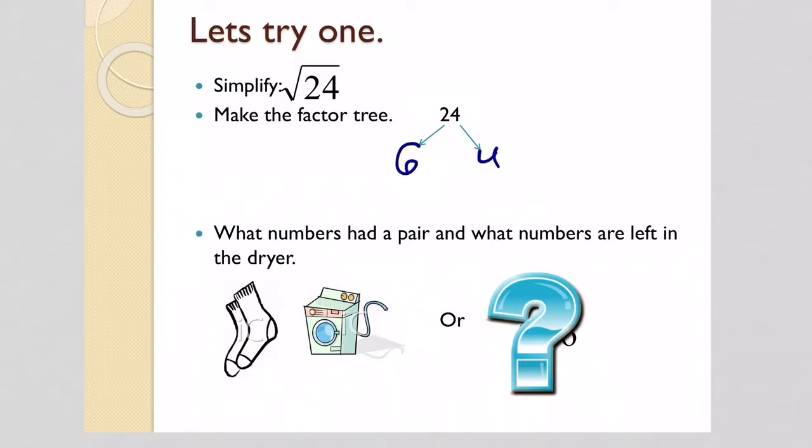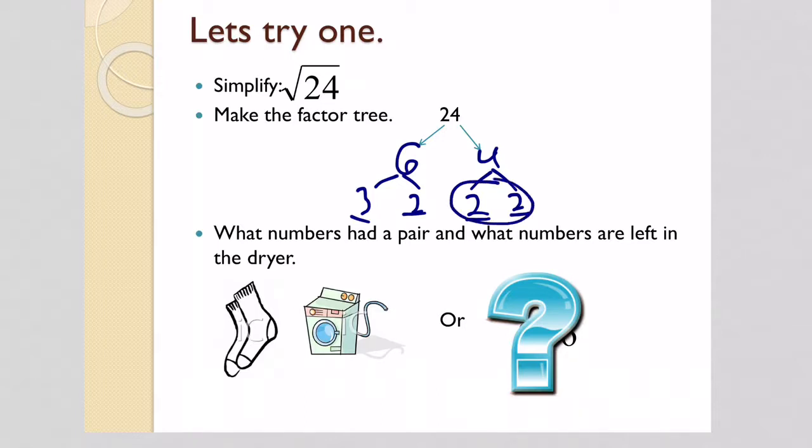Then I want to break down the 6 and the 4. 6 becomes 3 times 2, and 4 becomes 2 times 2. All four of those numbers are prime numbers, so that's the end of the factor tree. But now I want to pair these up. It's like I have a 3 sock and then three 2 socks, so I pair up what I have.